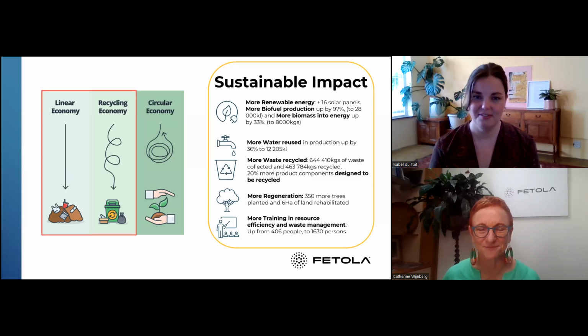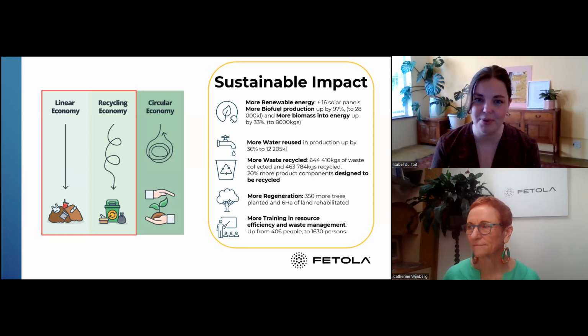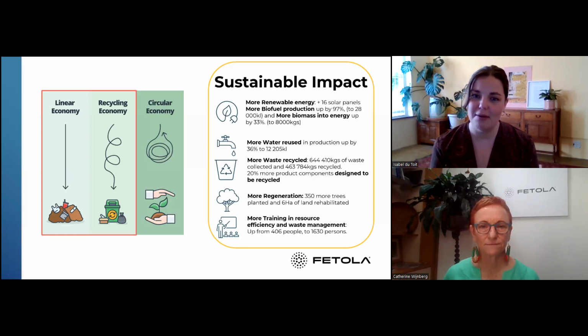Nice, thanks. Absolutely. And then more regeneration. This isn't actually something that we necessarily went out and promoted, but we mentioned it a few times, and 350 more trees were planted. And one of our agricultural businesses rehabilitated 6 hectares of land, which is really great.